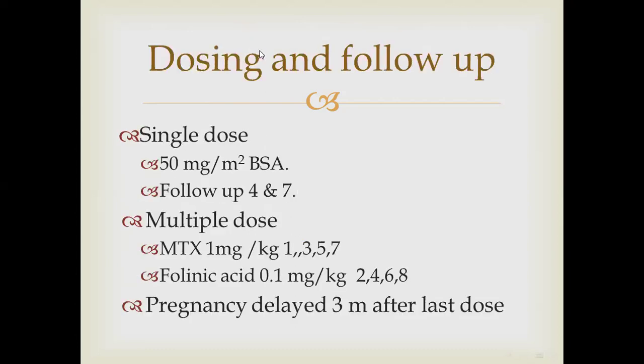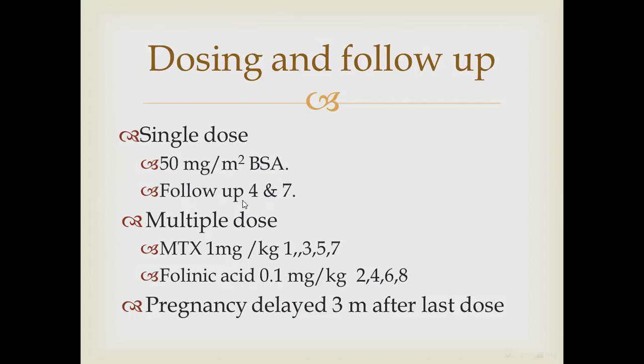What is the dosing, or how to give methotrexate for those patients? First, the single dose regimen: about 50 milligram per square meter of body surface area, which could be calculated from an internet program for calculating body surface area. The day of administration of the drug is regarded as day 1. Then follow up after 4 days and 7 days.